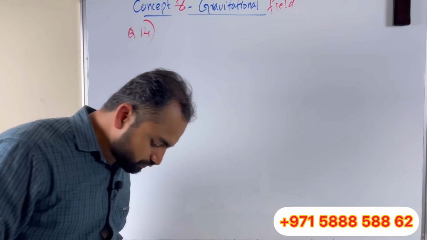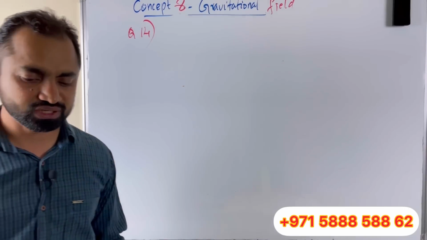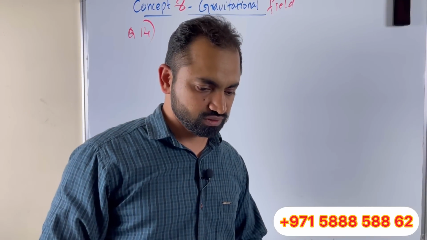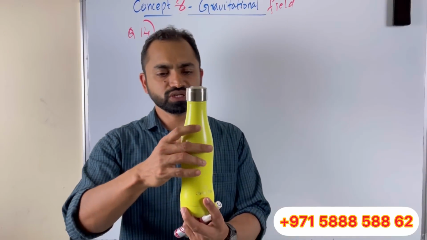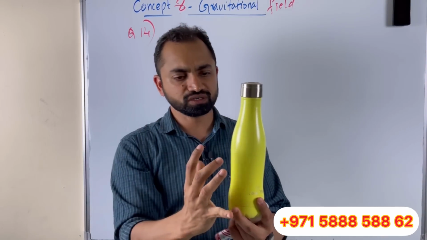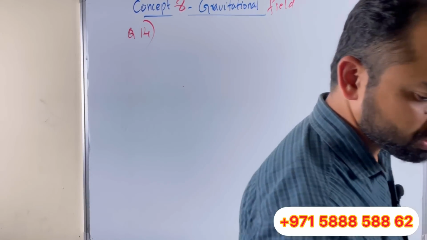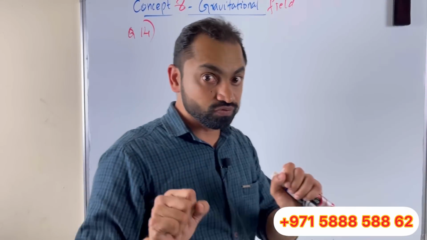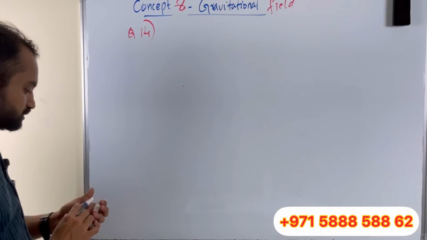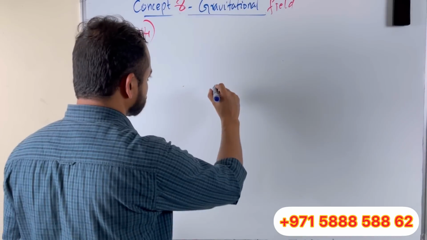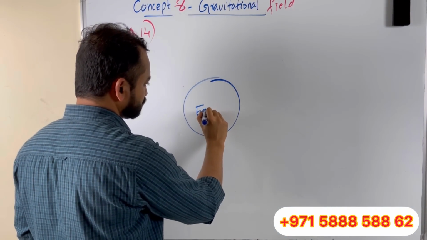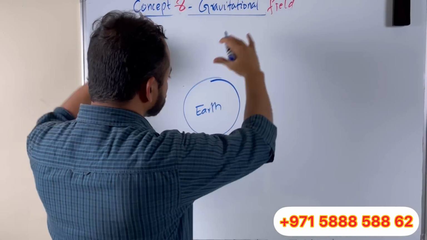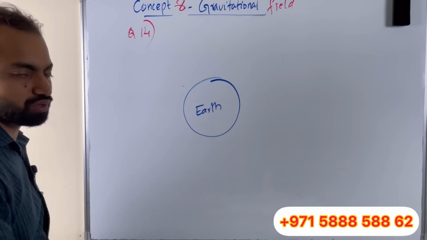We know that every mass produces a gravitational field around it. For example, this mass, it has a mass, right? So it will have a gravitational field around it. Its mass is very small, so its gravitational field is also very small. So if I take Earth as an example, this is Earth, it has a very large mass. So it produces a gravitational field around it.